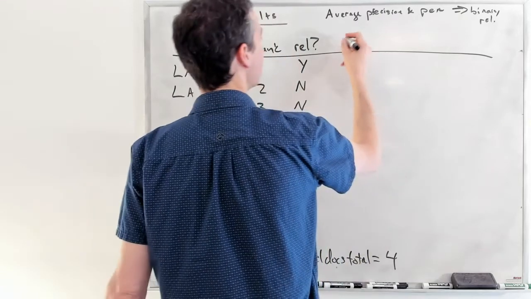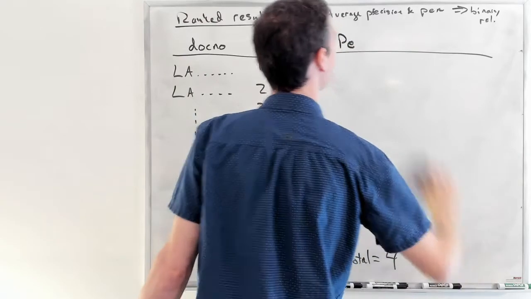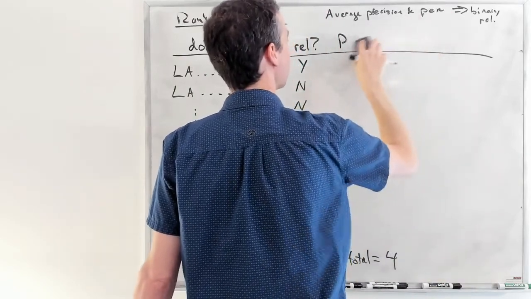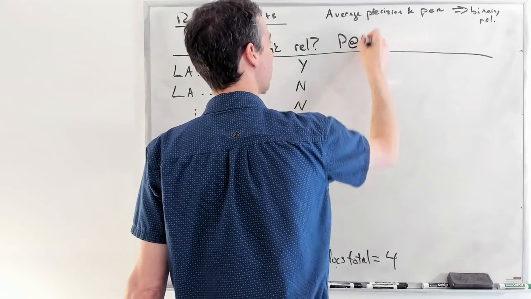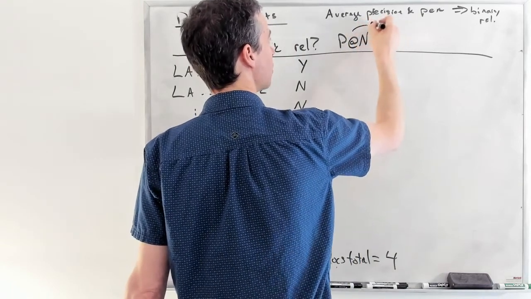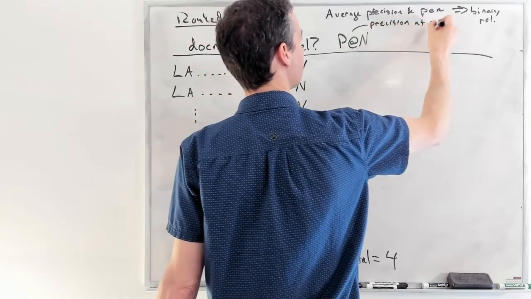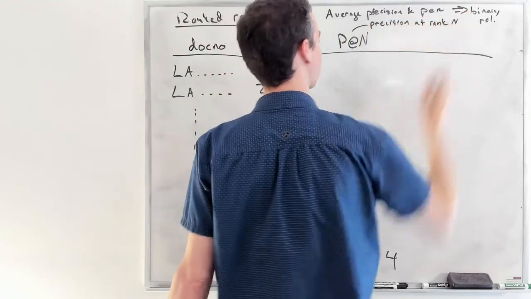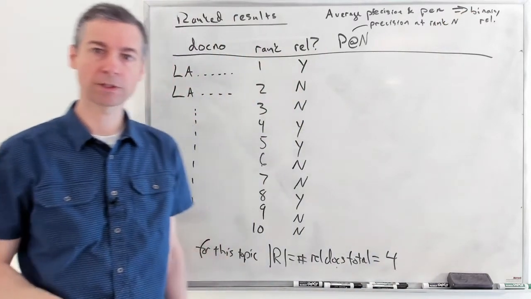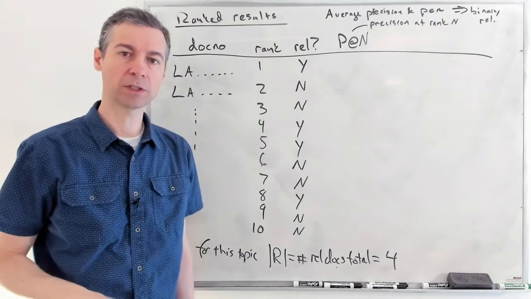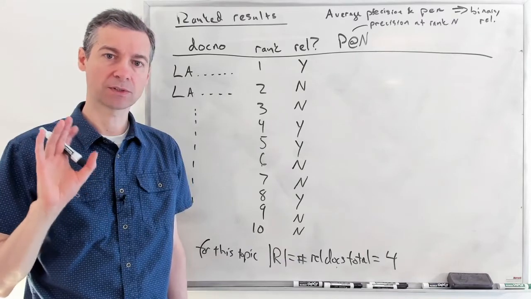Now we can compute P at N. I'm having trouble writing my at sign this morning. So this is precision at N, or precision at rank N. And it's very simple. We recall the concept of precision. We talked about it earlier in the term. Precision is the fraction of documents that are relevant.